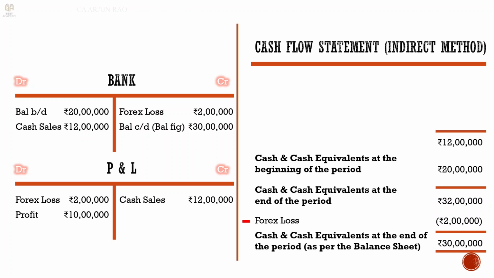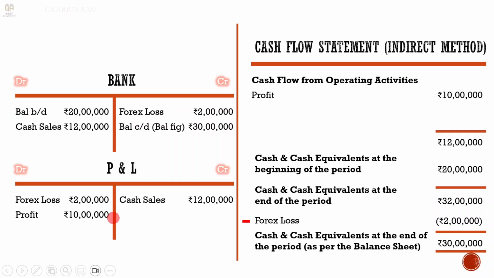Cash flow from operating activities will be profit 10 lakhs. So, when we write this 10 lakhs here and then do not do anything, we just continue that 10 lakhs, will the cash flow statement tally? We start with 10 lakhs assuming no other items. Cash and cash equivalents at the beginning of the period is 20 lakh. So, 10 plus 20, 30 lakh, we have got this. And cash and cash equivalents at the end of the period as per balance sheet is 30 lakh. There is no need for any reconciliation.